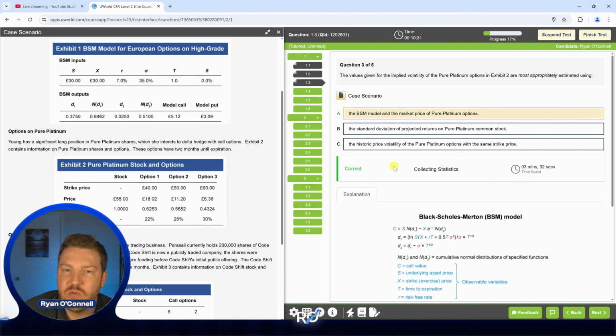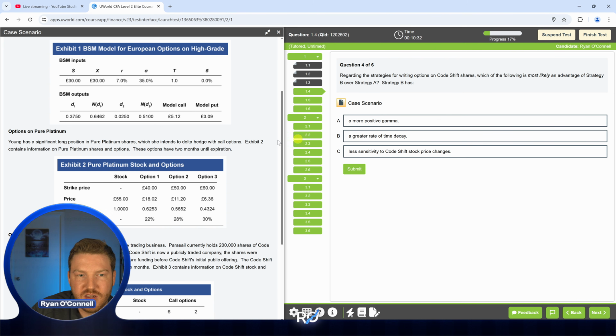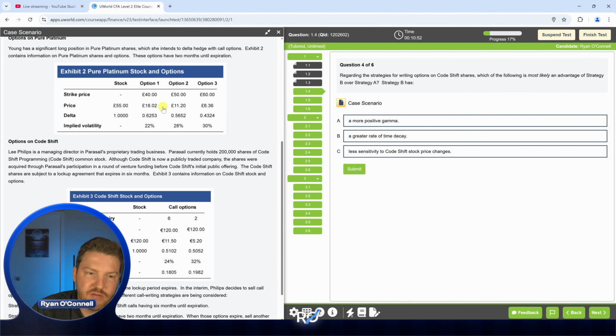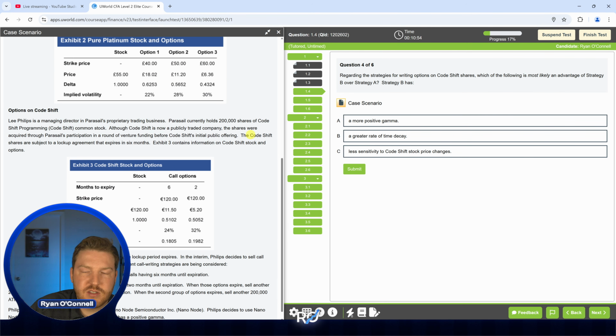Then I'm going to keep it moving, and we'll go to the next question of what we got lined up for today. Let's look at this one. Regarding the strategies for writing calls on Codeshift shares, which of the following is most likely an advantage of strategy B over strategy A? Let's look at what these strategies even are in the first place. This next problem is going to be on all of this text over here.